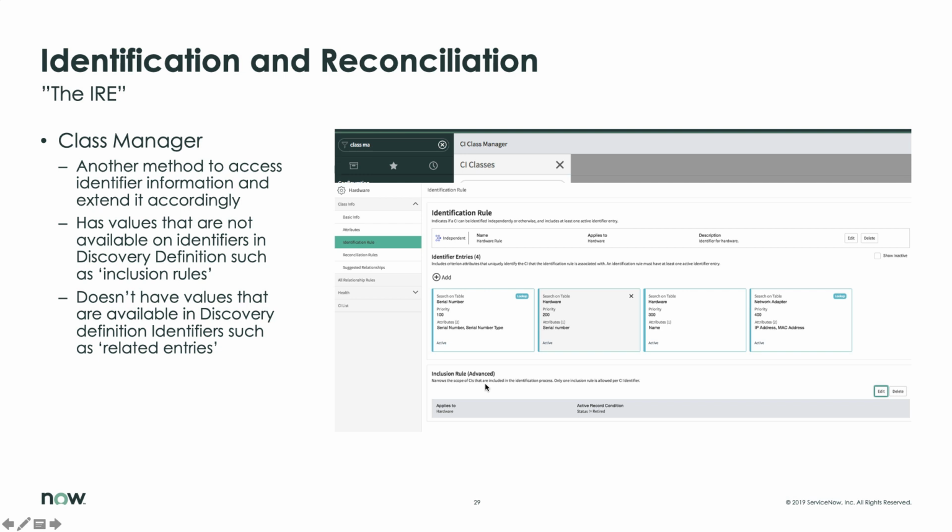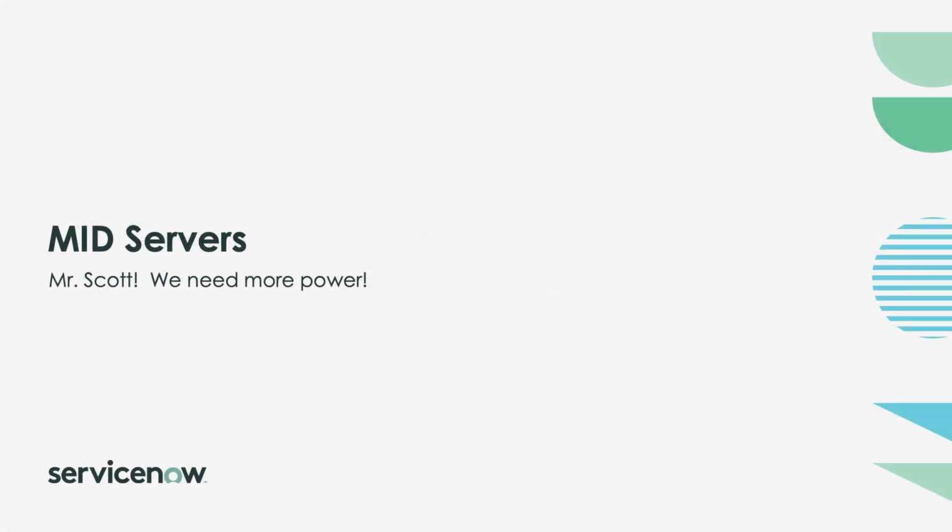But again, you don't have inclusion rules in the discovery definition identifiers, just like you don't have related items here in the class manager. So you may have to dabble in two different areas of the platform to really tune your identification rules, and one day they're going to bring all under one roof, and I look forward to that.